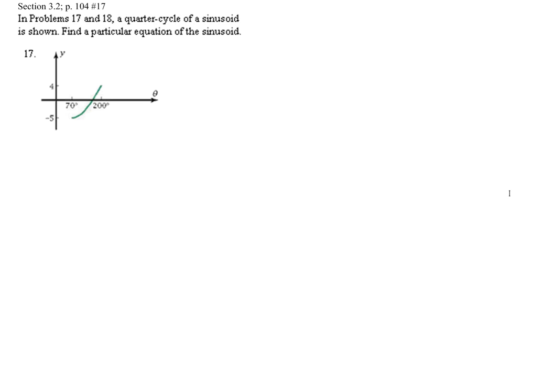Okay, so this video solution is to show you how to find the equation of a sinusoid when you only have a partial sinusoid to work with. You don't have the entire graph, so you can't get all of the information that you would like immediately off of the graph. So in problems 17 and 18, a quarter cycle of the sinusoid is shown. It's key that it tells you that it's a quarter cycle because that allows you to figure some information out about the graph. And we're supposed to find a particular equation for the sinusoid.